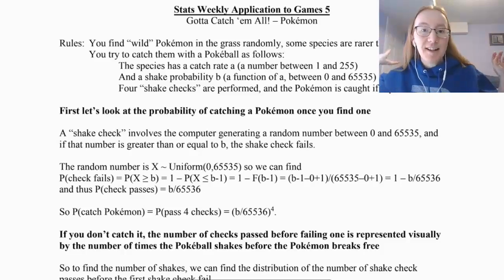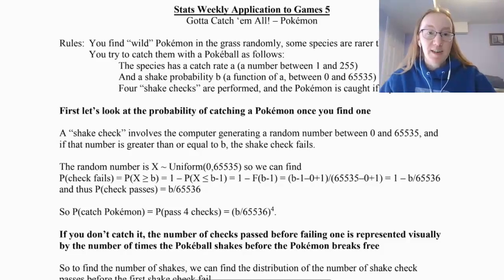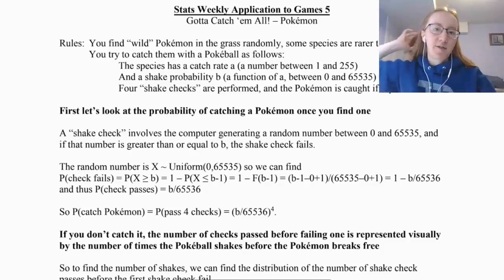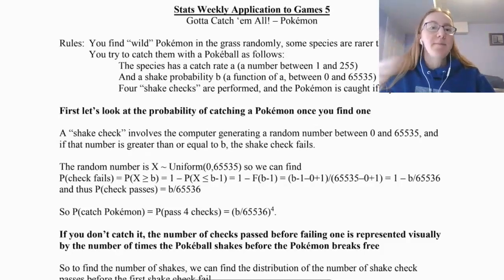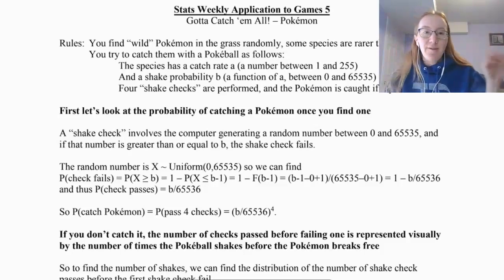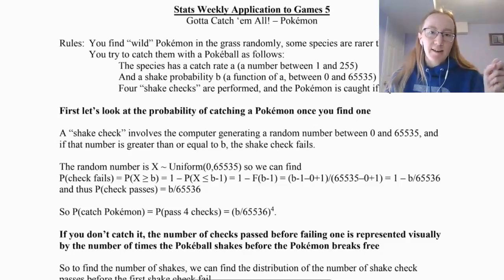So you throw a Pokeball at this random creature, and the species itself has a catch rate, A, which is a number generated between 1 and 255, and it also has a shake probability, B, which is some function of A, and it's between 0 and 65535. So it's 2 to the power of something high possibilities. And essentially what happens on the back end is the Pokeball basically performs 4 shake checks, and if it passes all 4 of those, the Pokemon is caught. So basically we have these inputs, and we could figure out the probability of catching a Pokemon once you find one.